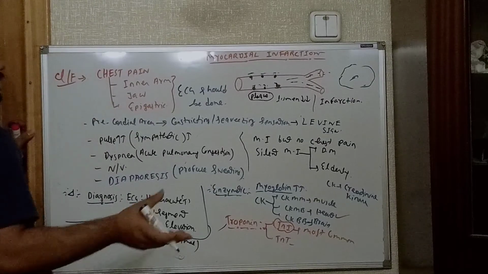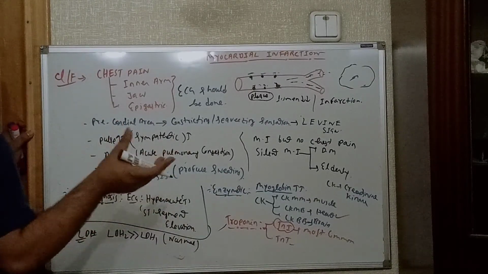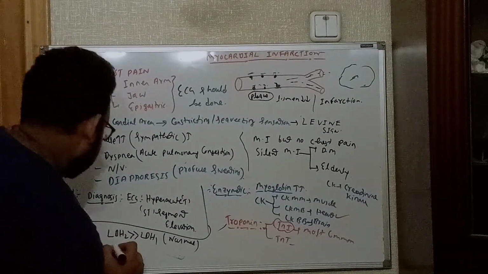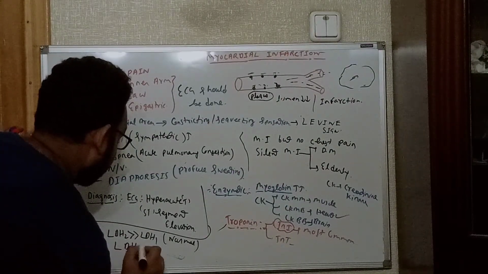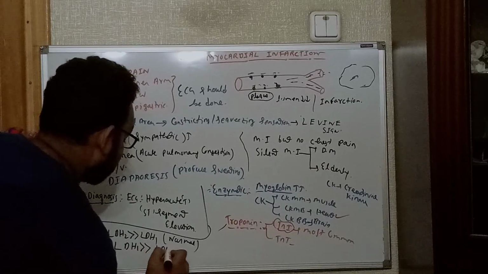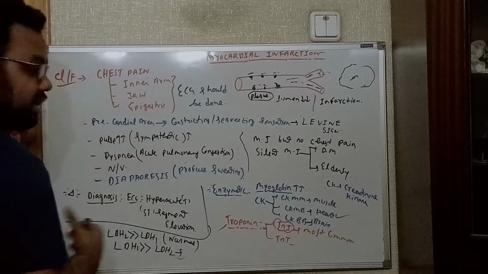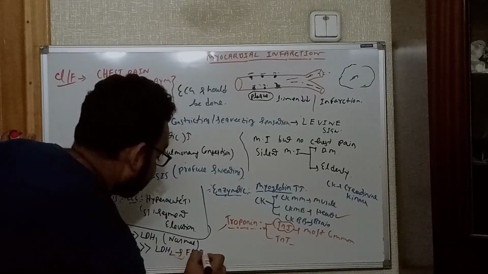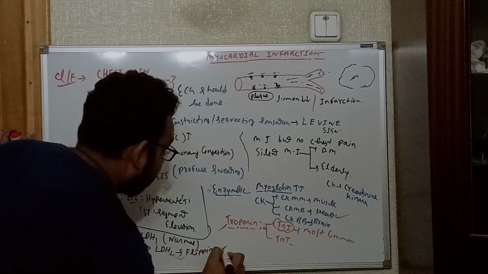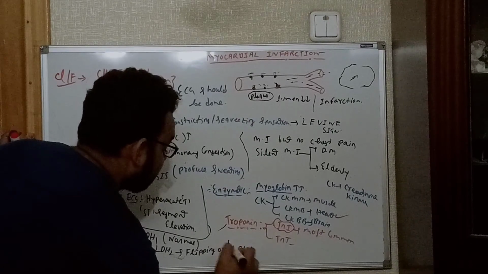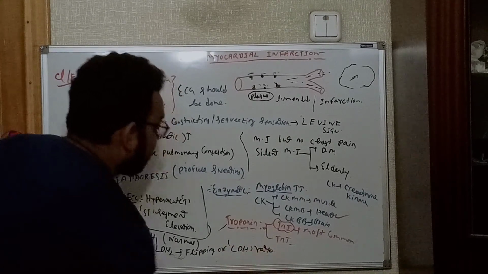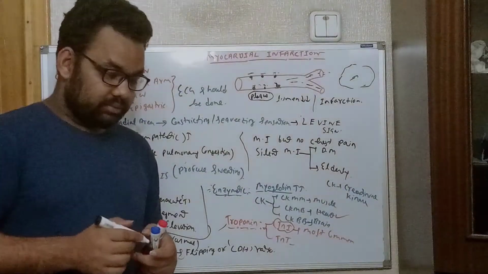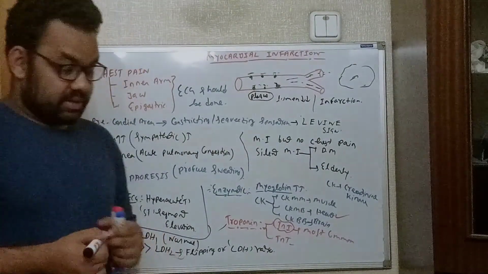But whenever you see this type of infarction, in terms of myocardial infarction that we are talking about right now, we will see in these cases that LDH1 will be much greater than LDH2. So there is flipping of the LDH ratio that we are seeing over here. It's very easy to understand. This type of enzymatic findings you can see over there.